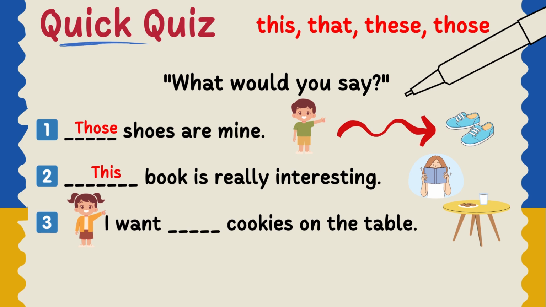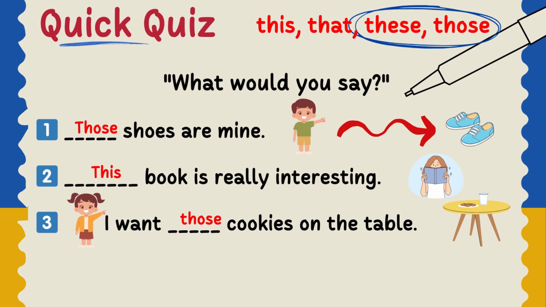Number 3. I want something cookies on the table. So cookies. Is cookies one item or multiple items? It's more than one, so it's multiple items. So straight away again we know the more items, the more letters, we need to use these or those. Now looking at the picture, the little girl is pointing to the cookies. They're not within her reach, so they're far away. Which one out of these or those do we use for far away? Over there. We use those. I want those cookies on the table.